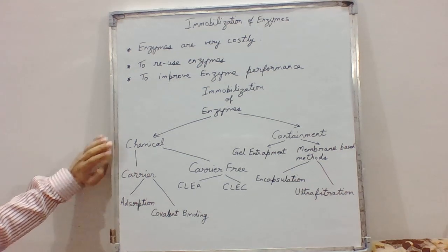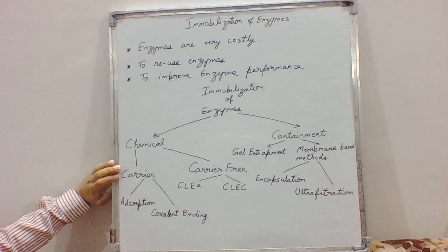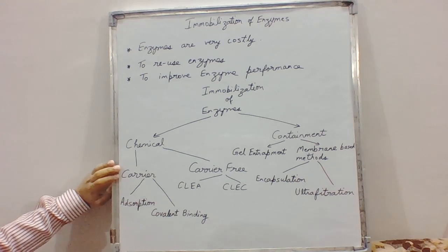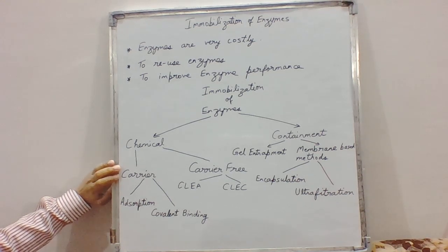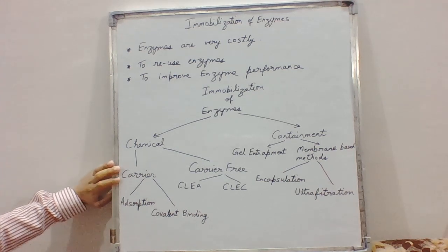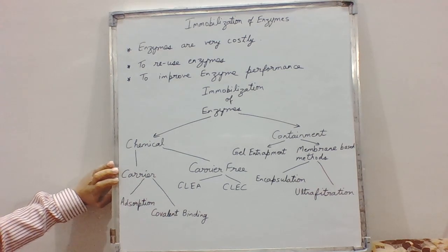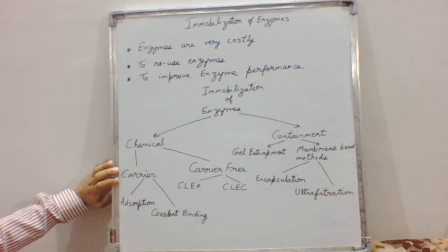So, the chemical based methods in which carriers are involved. A carrier is a support which carries the enzyme, on which we will stick the enzyme. The properties of this support should be such that it can hold the enzyme for a longer period of time. So there are various properties a carrier should have.